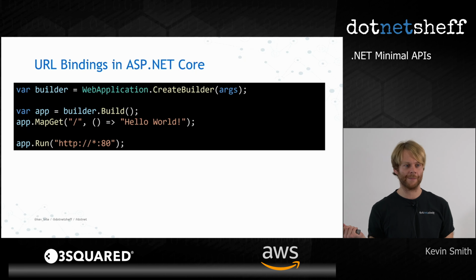You can also do app.Urls. If you've got many of them, you can add them to a list as well. So that says bind on any IP address for ports 3000 and 4000. And then you can also do dotnet run --urls. This is more if you're debugging it locally, not when you run it in production.